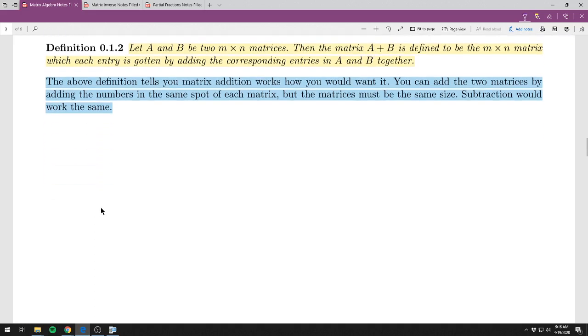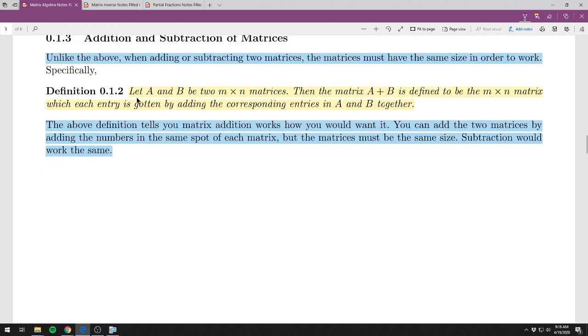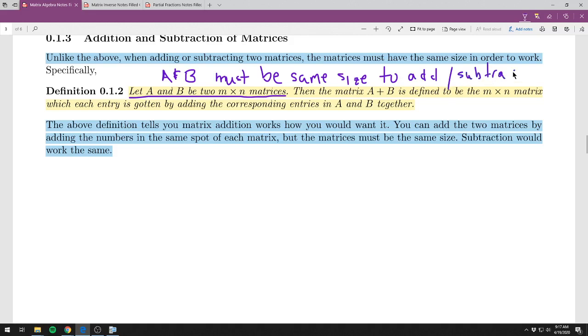All right, but we'll practice some examples. The important thing here, once again, is that they must be the same size to add and subtract. They must have the same number of rows and columns. And that's for adding and subtracting. I know I have that written below, but I'm really emphasizing this point.